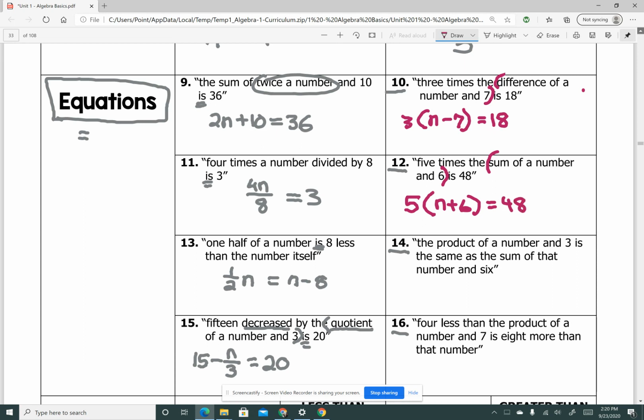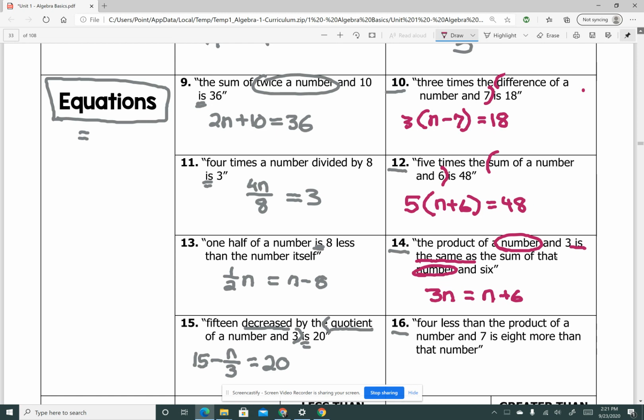The product of a number and 3 is the same as the sum of that number and 6. Is the same as, that's just is. That's just our equal sign. So we've got the number on both sides of the equation. So first we have the product of a number and 3, which is 3n, equals the sum of that number and 6, equals n plus 6.